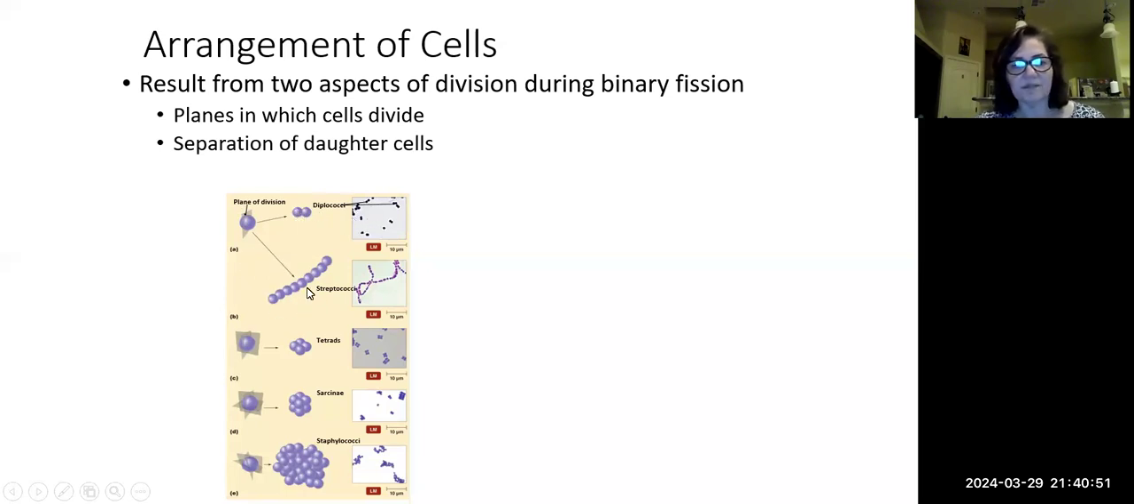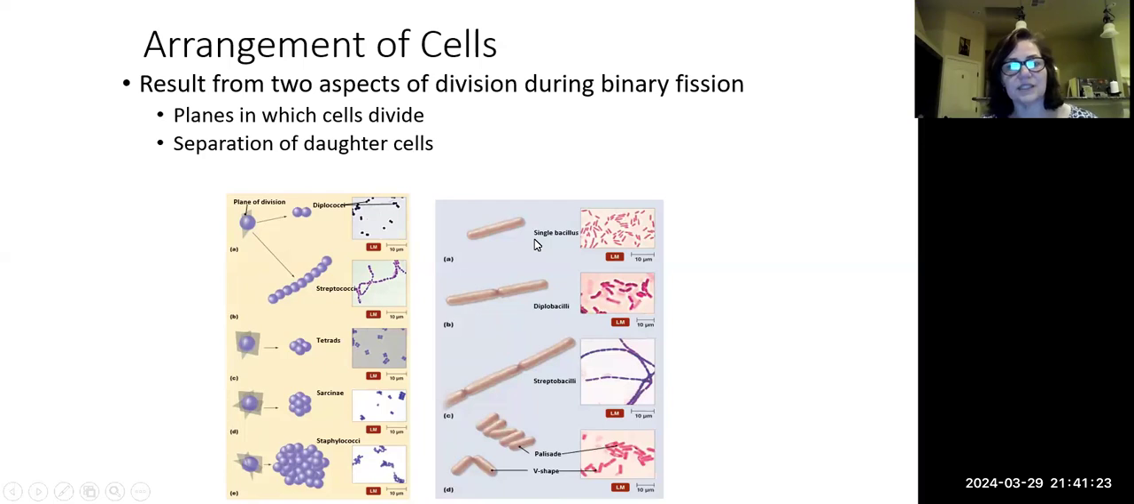We can have streptococcal arrangements where the cells continue dividing and don't separate from each other. But if they separate in two different planes, I'm going into way more detail than you need. You get the idea. Split them this way, split them that way. You might get tetrads, or sarcinae, or the grape arrangement looking like a bunch of grapes. That's the staphylo arrangement. And that can happen either with the coccus shape of bacterium, or the bacillus shape. You can have streptobacillus.